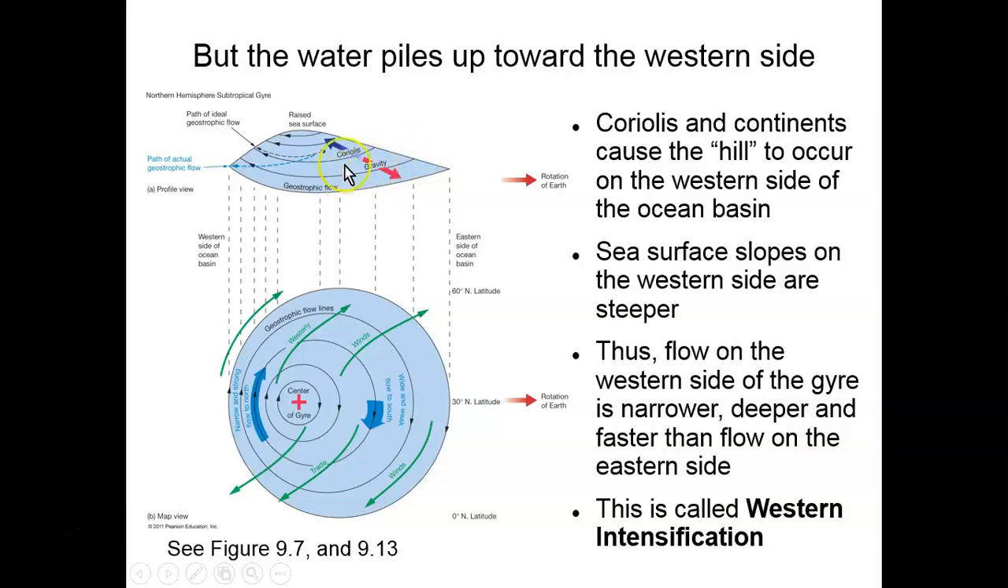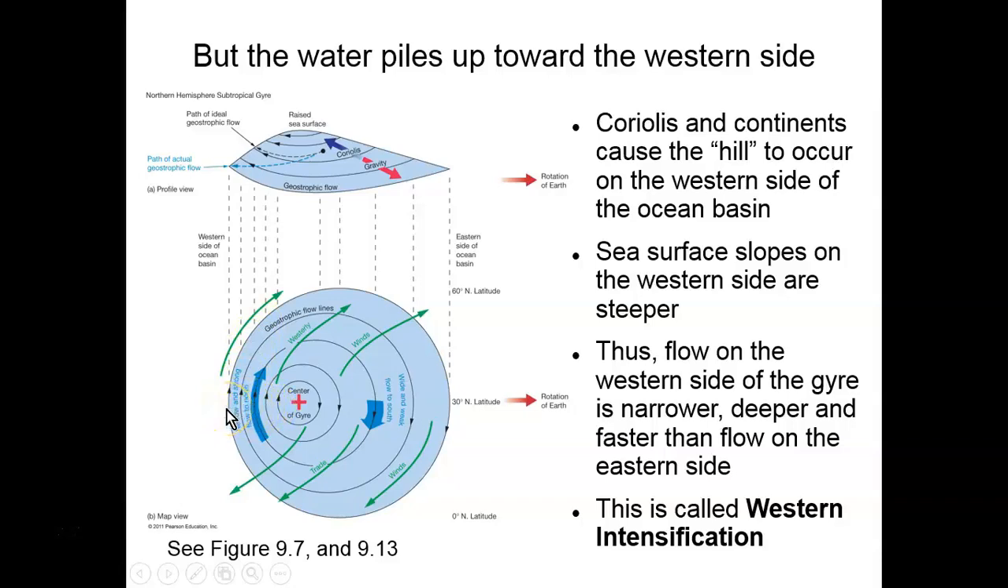So essentially, water piles up towards the western side, and therefore the sea surface is going to be sloping steeper on the western side. And what that means is that the water that's falling down the hill is falling at a greater rate, and then Coriolis deflects it to the right, and therefore that water that gets deflected to the right is going to be traveling at a greater speed. Additionally, the area by which that water, the western boundary current, is flowing is a smaller area.